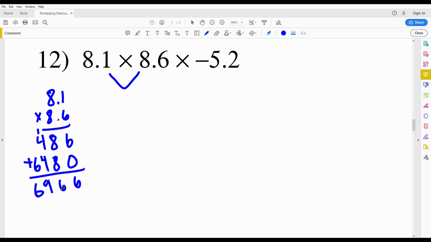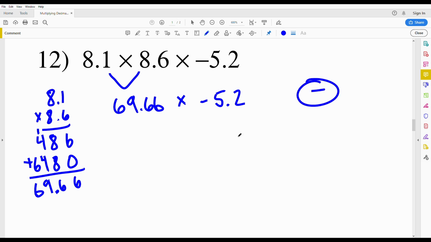So 69.66. Because I have 2 decimal places, I need to move over 2 decimal places. So now I have 69 and 66 hundredths, and I'll be multiplying that by negative 5.2. So I know my result is going to be negative. Positive times negative is a negative. So I just have to do the math. 69 and 66 hundredths times 5.2. 5 and 2/10.